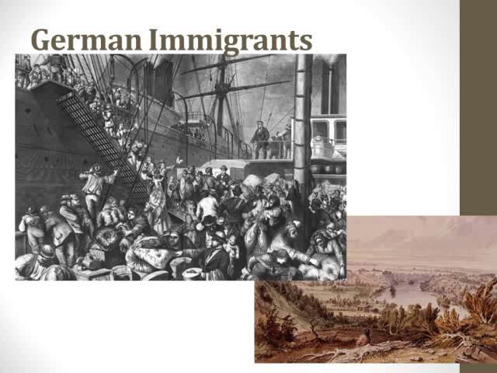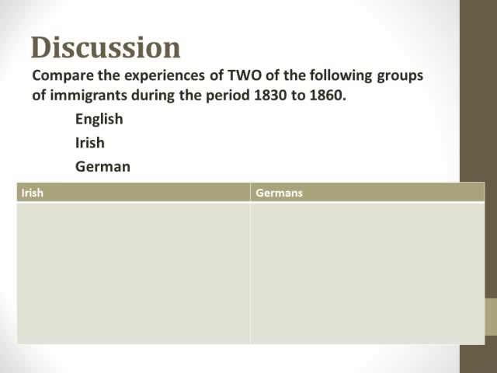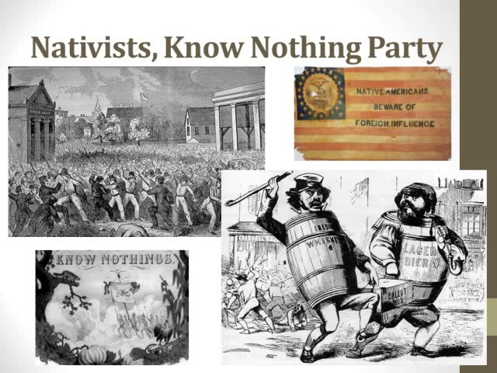So a group emerges known as the nativists. And they tell these Irish and Germans, how dare you immigrate to my country? Who do you think you are, taking away my jobs, Irish and Germans? This is terrible. I'm a real American. I am a Native American, hence the name nativists. They did not like these immigrants because of their Catholicism. They did not like them because of their drinking. And they did not like them primarily because they were taking their jobs.